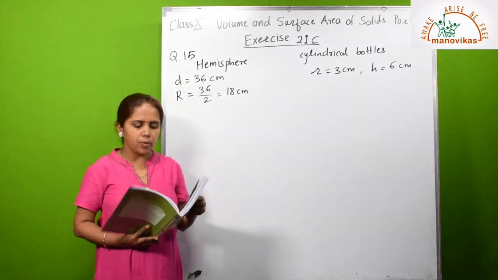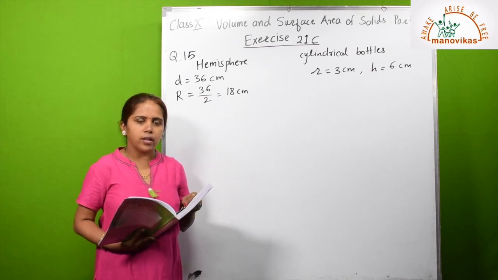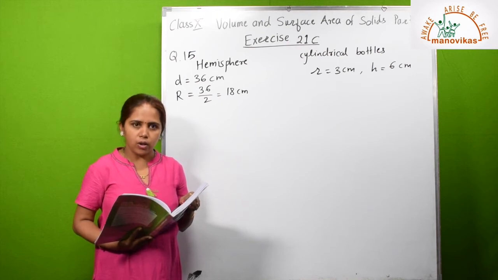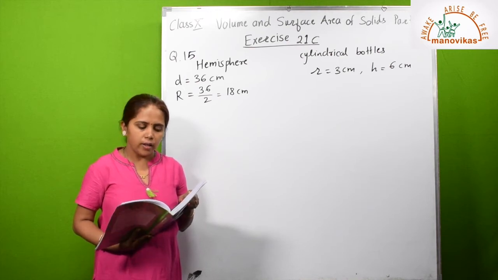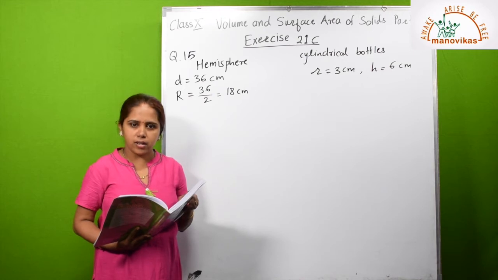A hemispherical bowl of internal diameter 36 cm contains water. This water is to be filled in cylindrical bottles, each of radius 3 cm and height 6 cm. How many bottles are required to empty the bowl?